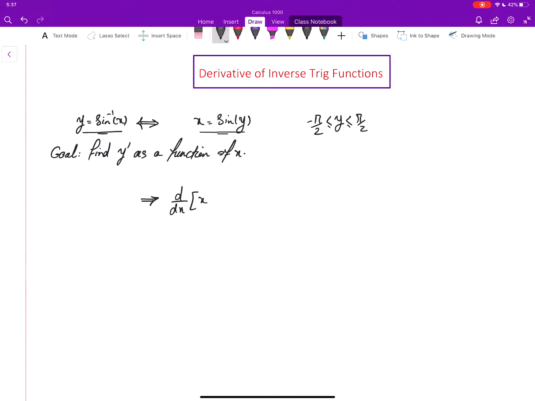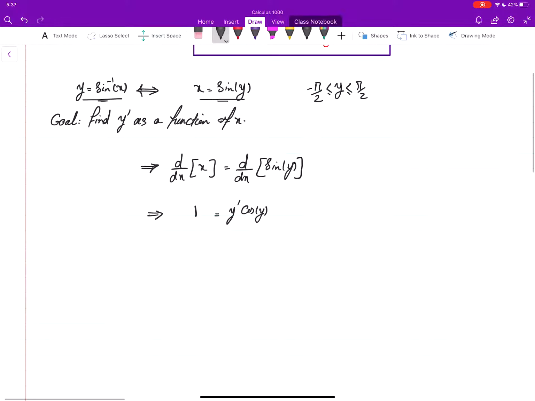Implicit differentiation. Differentiate both sides with respect to x. Here, this is 1. On the other side, we use the chain rule. This is equal to that. Well, we found it. Y prime is equal to 1 over cosine y. Very nice. This was what we were looking for.